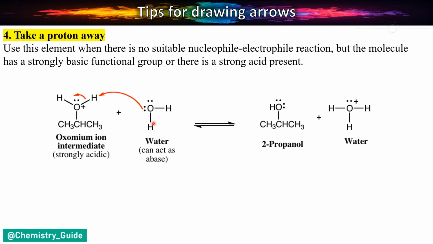So when there is a presence of an overfilling, or when there is a positively charged intermediate present in the reaction, it can be removed with the help of a base or water, generating the stable molecule.